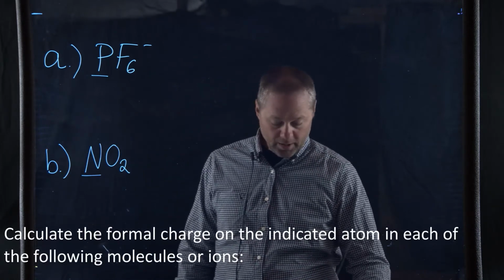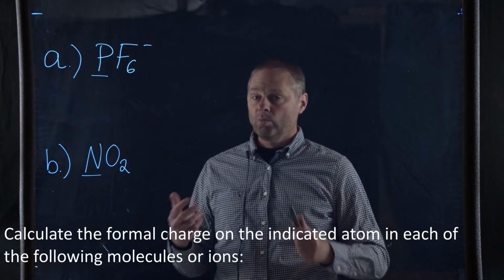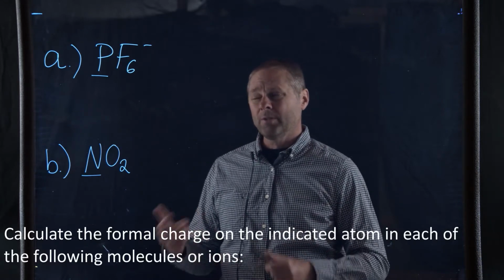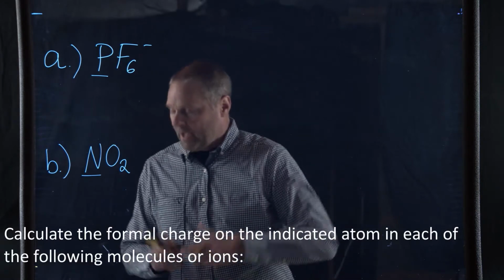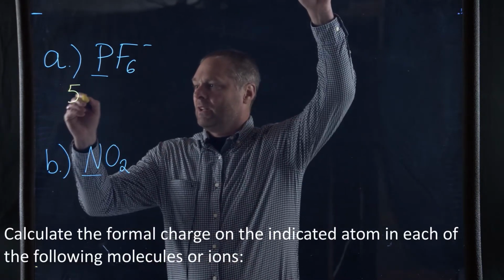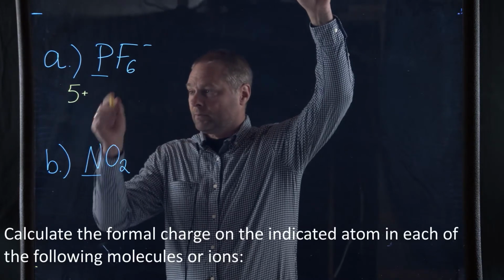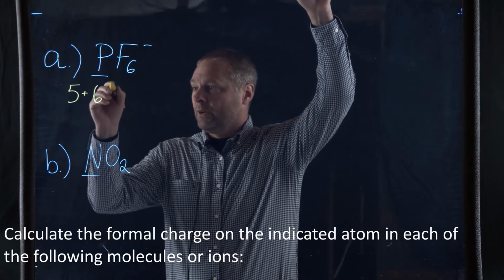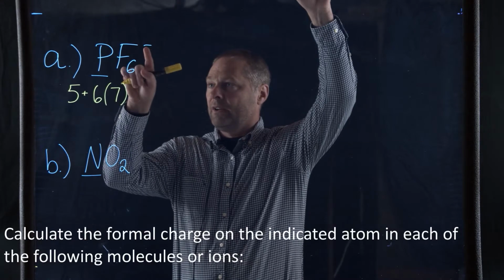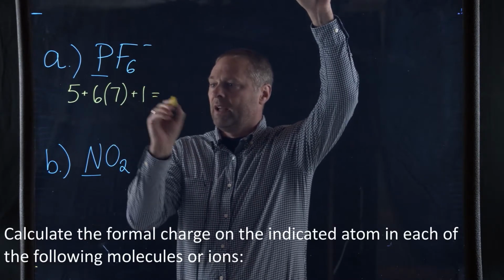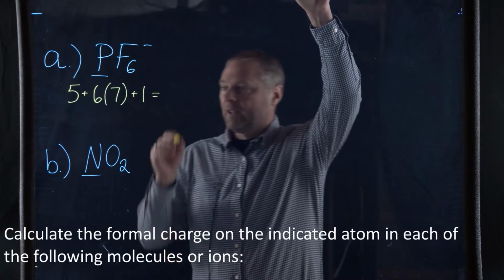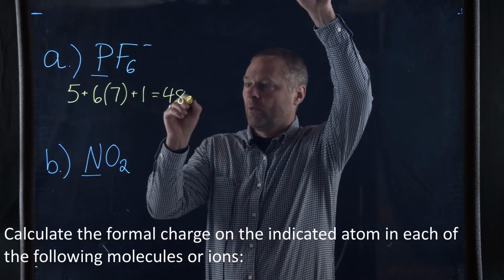Phosphorus hexafluoride. The first thing I do when I'm trying to determine the formal charge is count the number of valence electrons. And we know that phosphorus is going to have 5. We have 6 fluorines. Each fluorine is going to have 7. Now here there's going to be an additional electron, so we add 1 to that. Therefore, the total number of electrons here is going to be 48 electrons.